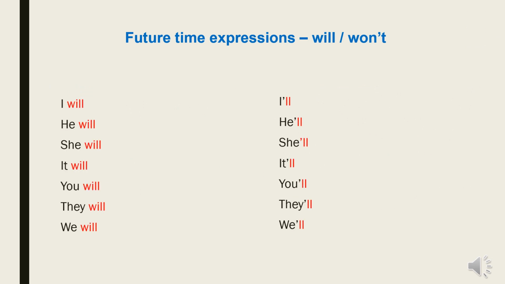Let's have a look at the pronouns and the contracted form of will. I will becomes I'll. He will, he'll. She will, she'll. It will, it'll. You will, you'll. They will, they'll. We will, we'll.